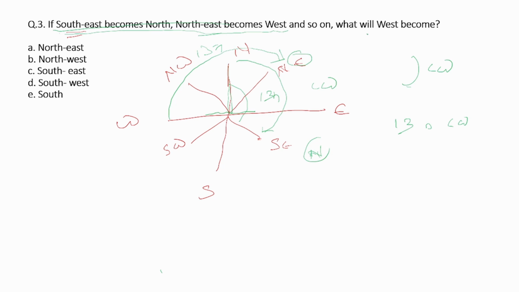So what the question asks is, what will west become? Our natural direction west will become what? So 135 degree in clockwise direction means 135 degree also in anti-clockwise direction. This means this one. So this will become southeast. So the answer is C.